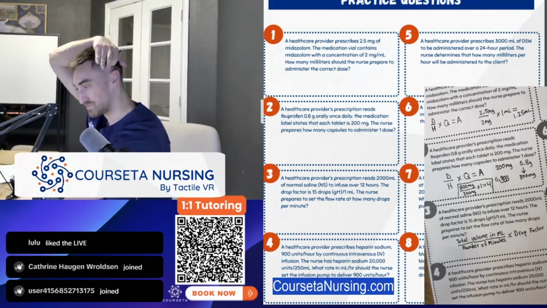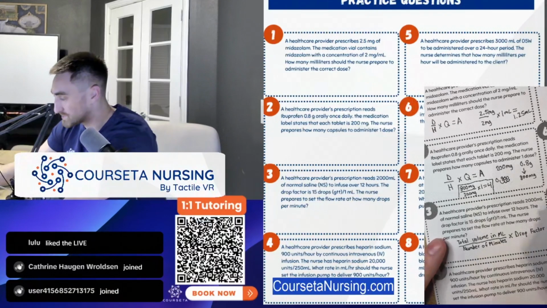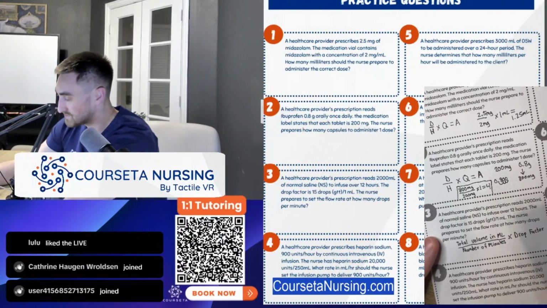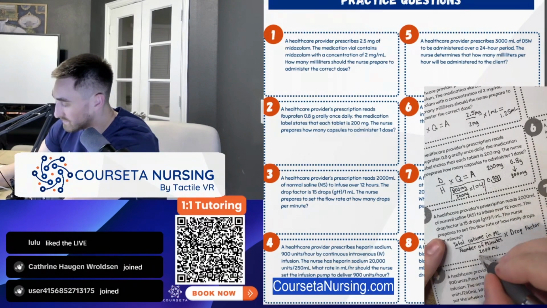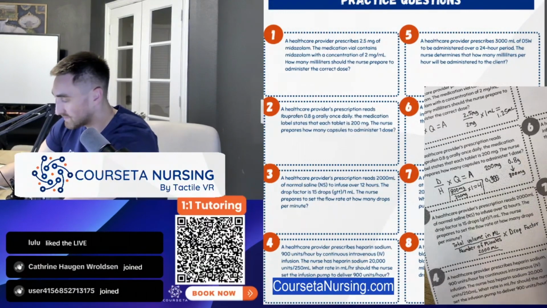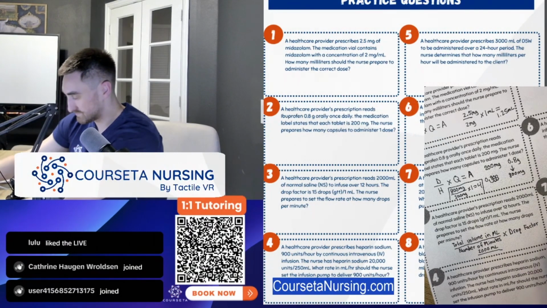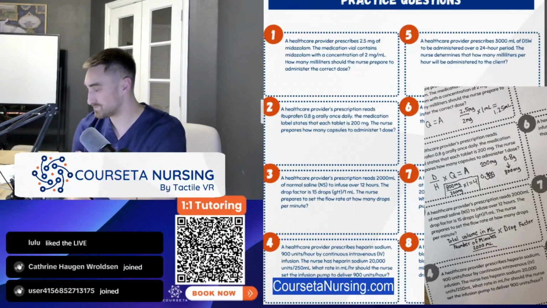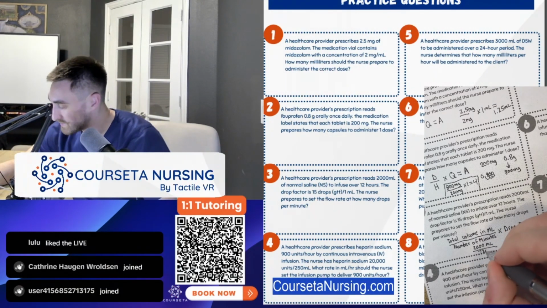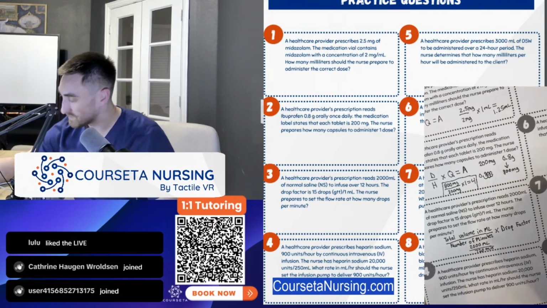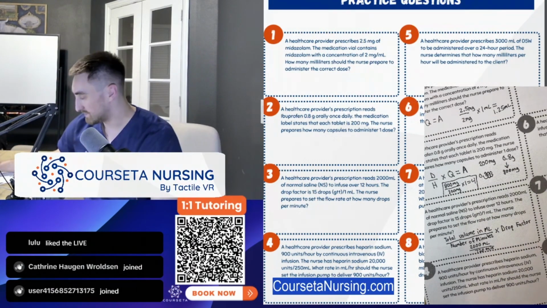All right, so where's the total volume in mLs? The prescription reads 2,000 mLs of normal saline. So there's your total volume. There's not much room right here, but I'm going to put 2,000 mLs divided by the number of minutes, to infuse over 12 hours. We need to convert that to minutes. So of course, 12 hours times 60 minutes, because there's 60 minutes in an hour, equals, and I'm not going to spend your time calculating, 720 minutes. And then times your drop factor.